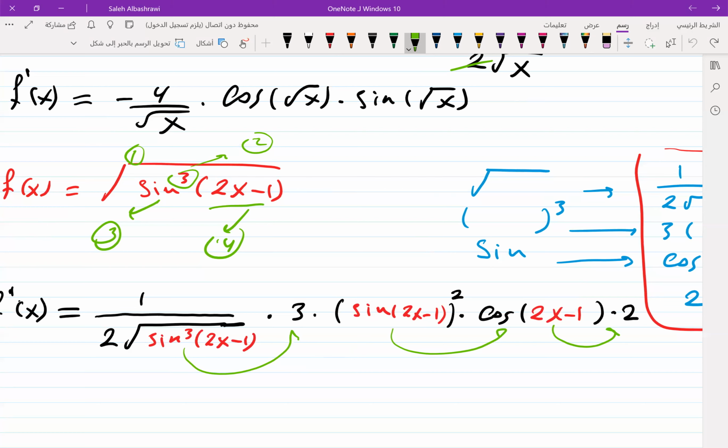I can cancel this 2 with this 2. I will have f prime of x equal to 3 divided by square root of sine to power 3 of 2x minus 1 multiplied by sine of 2x minus 1 all to power 2 multiplied by cosine of 2x minus 1. This is the derivative of the given function. What is remaining will be only algebra to simplify it. The main point in this part is how to find the derivative. Next step is just we can simplify it using algebra.